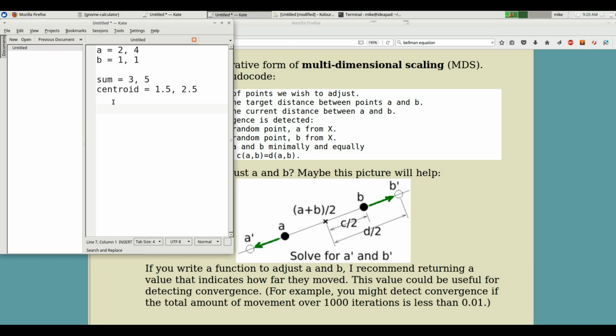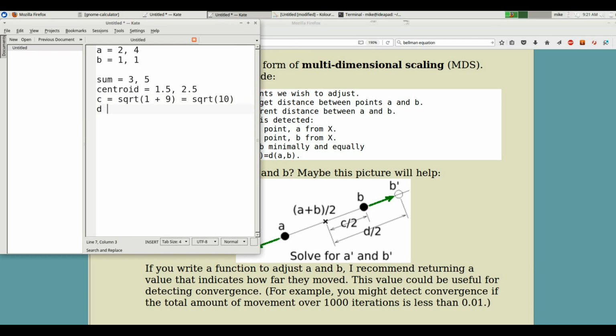The distance between A and B is going to be the square root of (2 minus 1) squared, which is 1, plus (4 minus 1) squared, which is 9, which equals the square root of 10, right? And D is going to be given to us. So if they're square root of 10 apart and we want them to be 5 apart, then C divided by 2 is square root of 10 divided by 2, and D divided by 2 would be 2.5.